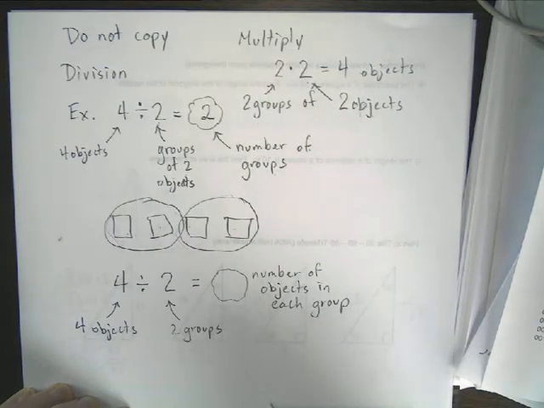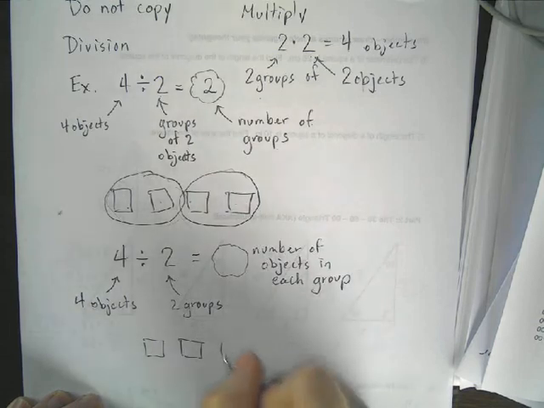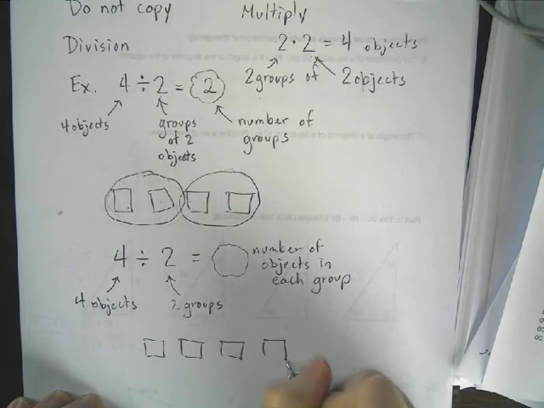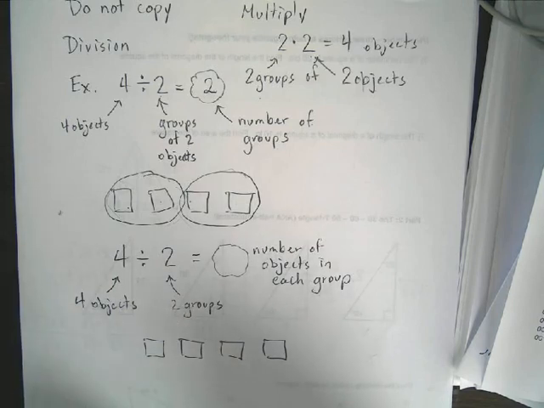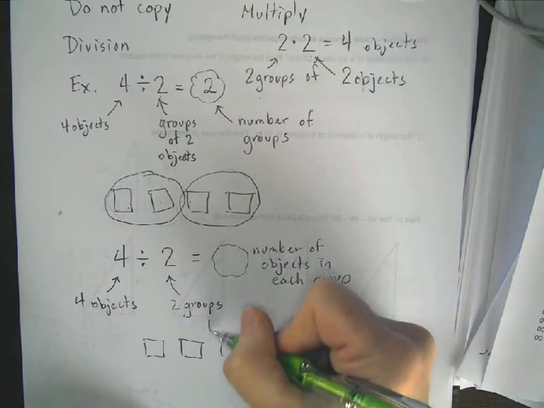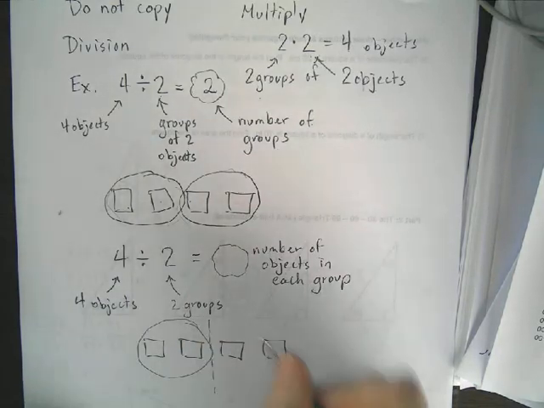Okay, so if I have my 4 objects, I'm going to divide it into 2 groups. So I'm making 2 groups, so I'm going to split it down the middle. I have 2 groups. One group is here, the second group is here.